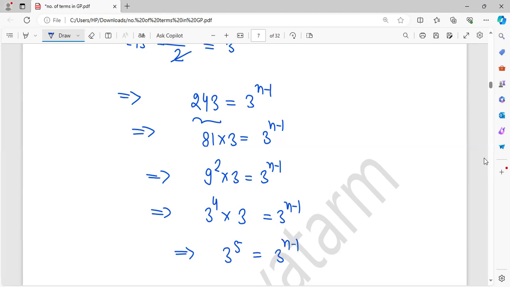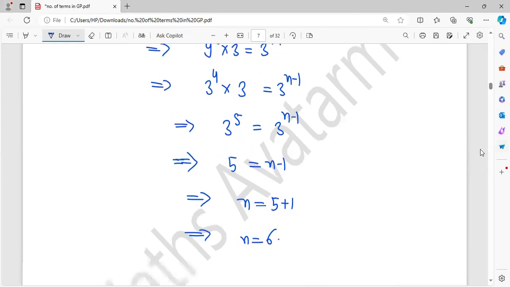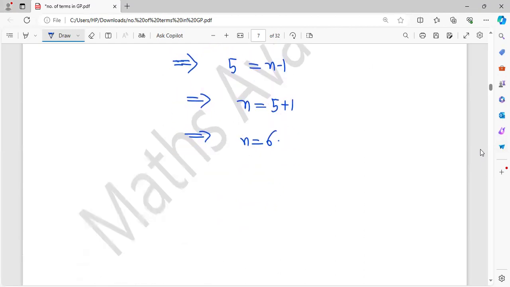Comparing the powers on both sides, what will you get? 5 is equal to n minus 1. So this implies n is equal to 5 plus 1, that is n is equal to 6. So we have that it has 6 terms.